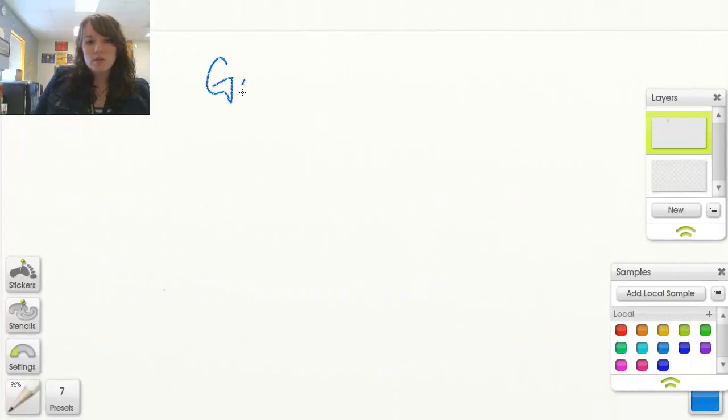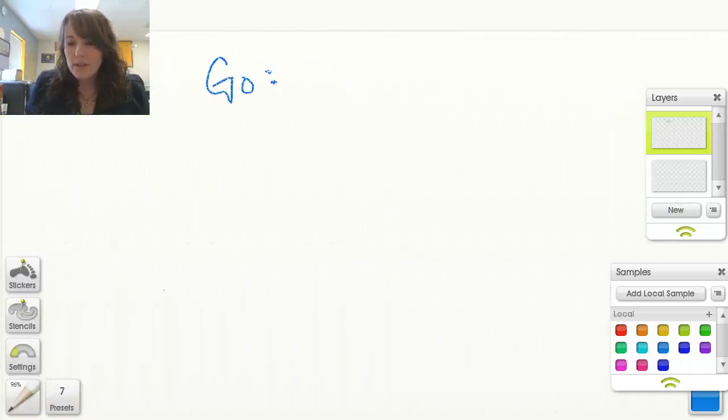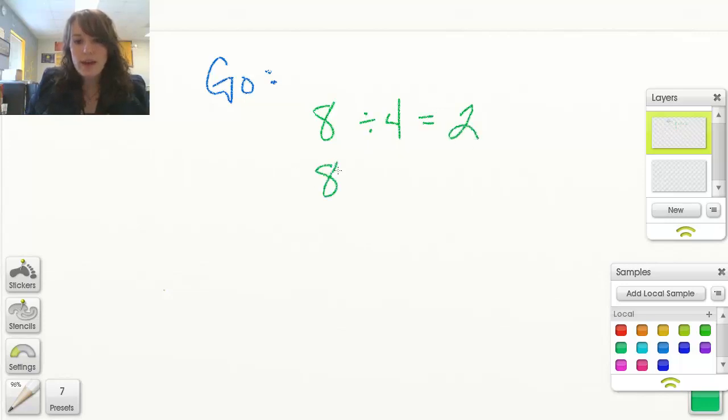Do this under go. 2 times 4 equals 8. It always has, and it always will. But if we have a negative 2 times 4, that's negative 8. If I have 8 divided by 4 equals 2, 8 negative divided by positive 4 equals negative 2, because this lonely negative sign is all by itself.